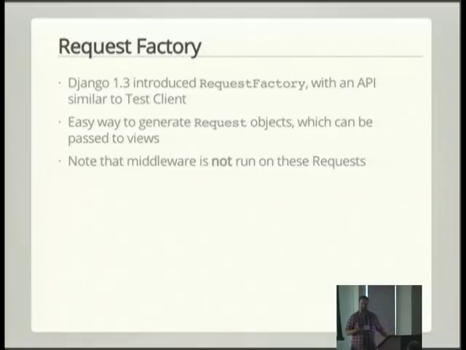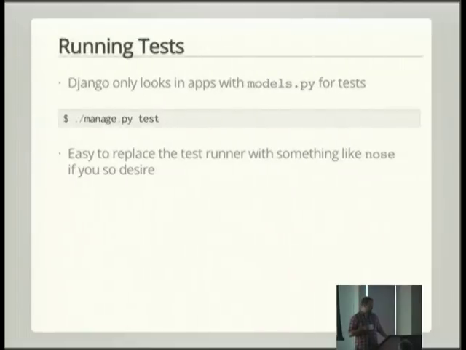Django 1.3 introduced this thing called the request factory, which is actually pretty interesting because it shaves off some of the slower parts of the test client and lets you write tests for your views. It does not do URL resolution, it does not do lookups. What it does is just make request objects, hence the cunning name request factory, and then you can pass them to views. It's important to note that middleware is not run on these, so if you have views that depend on middleware, you can't use this.